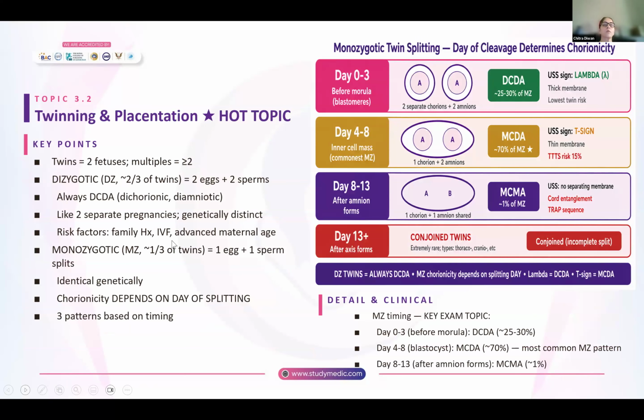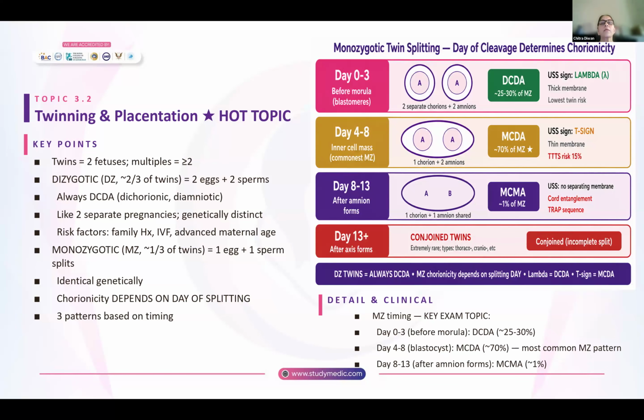Now, coming to the hot topic of twinning and placentation. We know there are different types of twins: dizygotic, monozygotic, monochorionic diamniotic, dichorionic diamniotic, monochorionic monoamniotic, and you also have conjoined twins. If you are not aware of the time when the splitting occurs and what type of twins you are going to get, it will cause a lot of confusion. But I will try to explain it to you in a very simple manner.